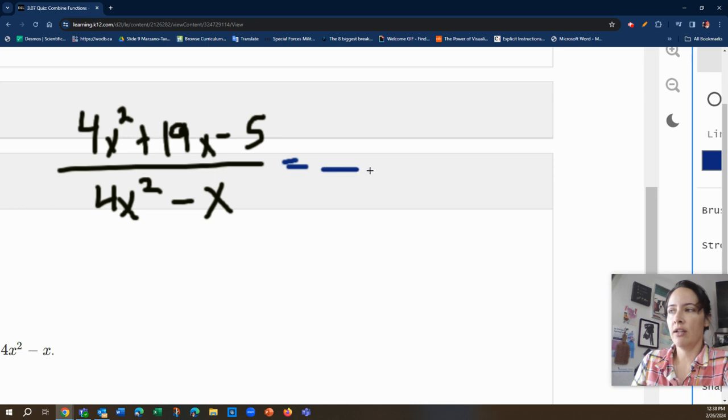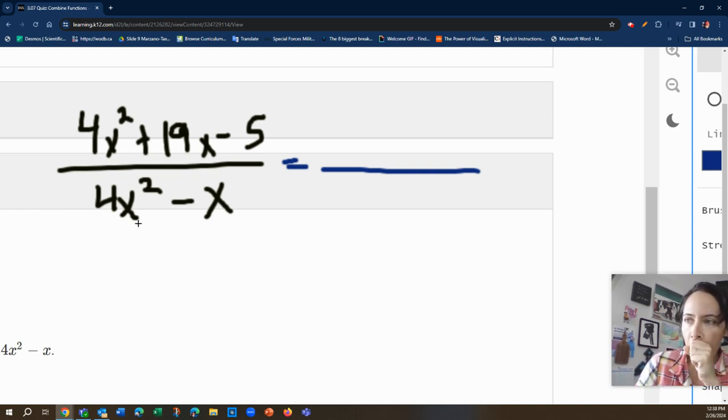Anyway, so we want to factor. That's the strategy. We're going to start with the denominator because it's easier. And we'll use what we're going to review right here when we factor the numerator. 4x squared minus x.